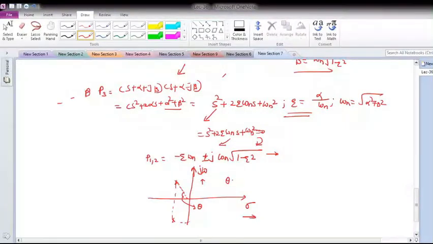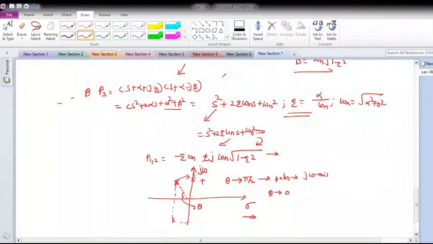Now what happens if theta goes to pi by 2? If theta tends to pi by 2, what will happen to the pole? The pole will move onto the j omega axis. So if theta tends to pi by 2, the poles will go onto the j omega axis, and at that time it will be like an oscillator, or undamped behavior. Now what happens if theta tends to 0?